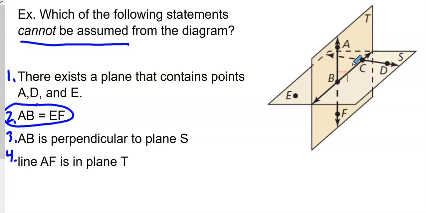4, line AF is in plane T. That is true. And the one that can't be assumed here as well: AB is equal to EF. We don't know anything about congruency on any of this, so that is the only one that cannot be assumed. Okay? And this concludes our notes on section 2-3.